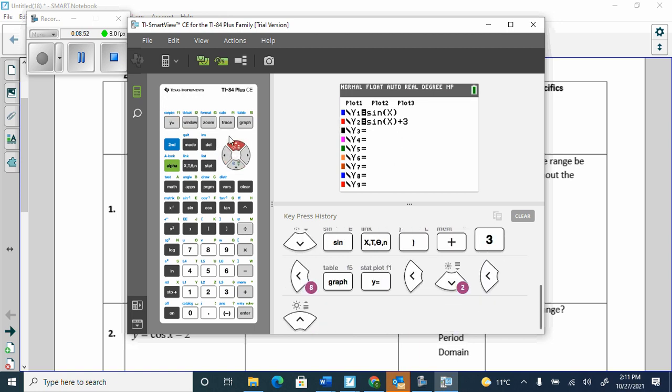Do you have it typed in? Yeah, it's just not drawing a graph. Did you do zoom trig? No, I don't. I did.